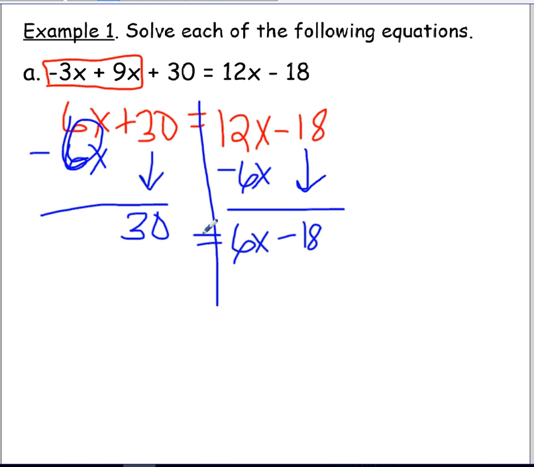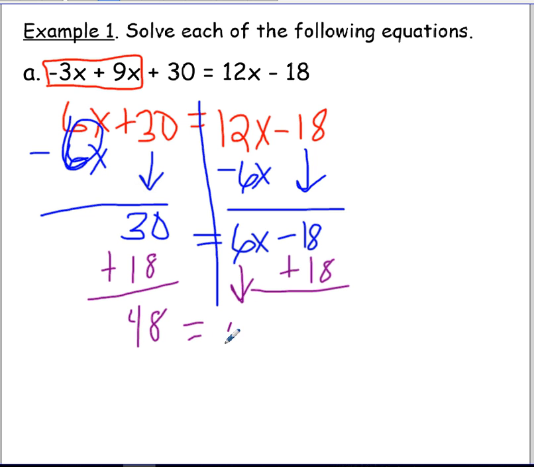So now that all the x's are on the right-hand side, we'll move the constant from the right to the left. We see on the right a subtraction of 18, so we're going to do the opposite and add 18. So that'll zero out, which means across the equal sign we have to add 18 to both sides. So we'll add 18 there, and that gives us 48. Equals, we'll bring down our 6x, and then negative 18 plus 18 zeroed out.